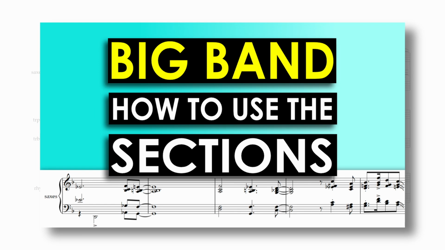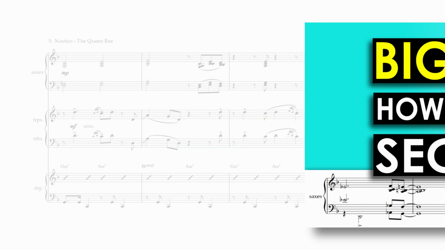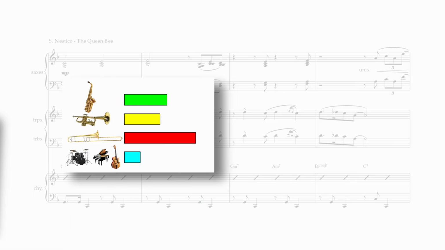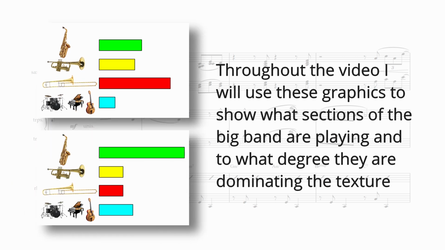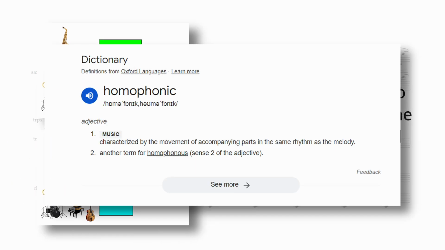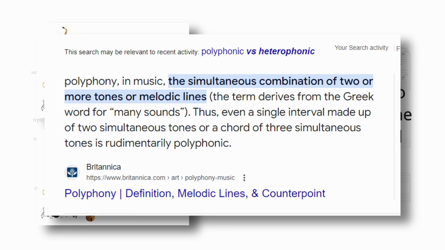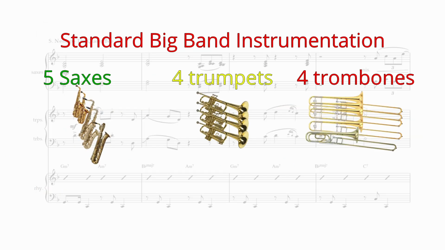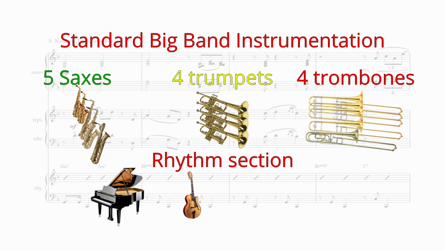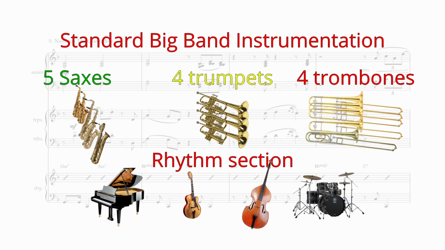In this video I'm going to go over some of the basic textures and timbres you see in traditional big band writing. For big band writing I think of the word texture a bit differently than its traditional definition. So I don't mean homophonic or polyphonic. What I mean is, let's think of the big band in sections, what those sections contribute to the overall big band sound, and how you can use and change up these sections for maximum interest.